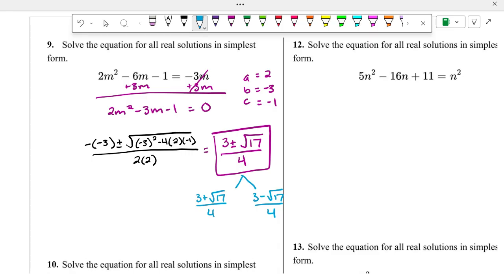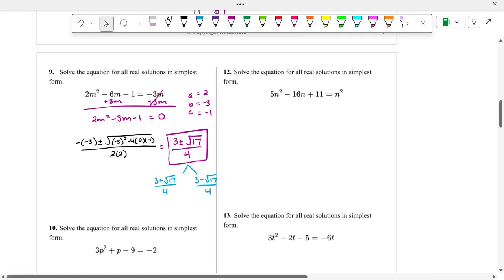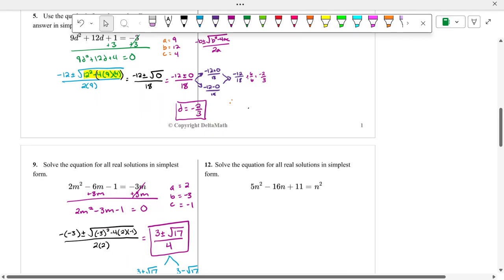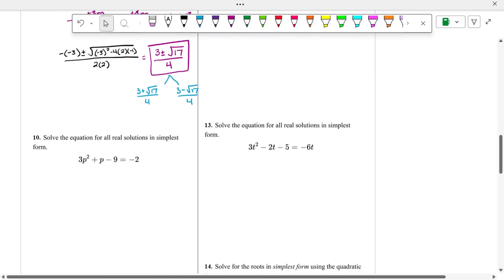So guys, if you know what's under that radical is going to be ugly if you put it in your calculator, don't even bother. Check to see if you can simplify it. If you can't, leave it as is. You're done. All right. Any questions on that one? All right.